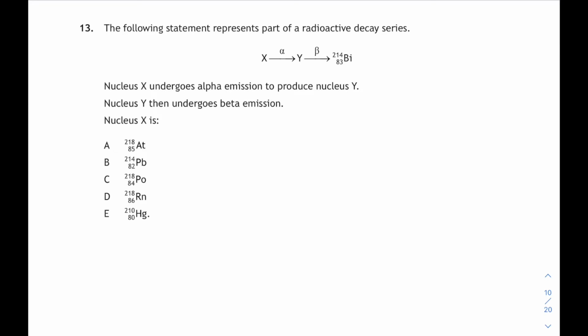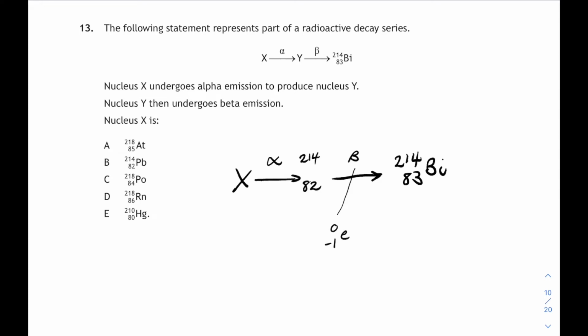Question 13. The following statement represents part of a radioactive decay series. Nucleus X undergoes alpha emission to produce nucleus Y. The nucleus Y undergoes beta emission, and we have to identify nucleus X. So let's draw it out again and see if we can work this backwards. So we've ended up with bismuth with an atomic number of 83 and a mass number of 214. So the nucleus that has emitted a beta particle must still have a mass number of 214 but an atomic number of 82.